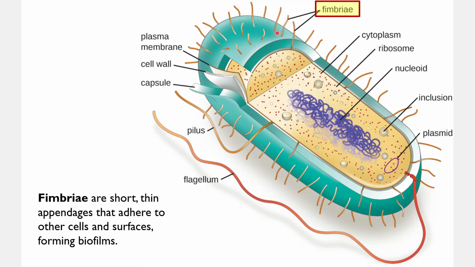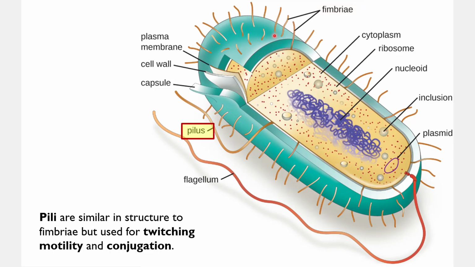Next, we have the pilus, the plural of which is pili. And pili are similar in structure to fimbriae in that they are shorter and thinner than flagella, but they have a different function. They are used either for twitching motility, which is exactly what it sounds like. It's the movement of the bacteria through the repeated twitching of this extracellular appendage, as well as for conjugation. And conjugation is the exchange of genetic information between two different bacteria.